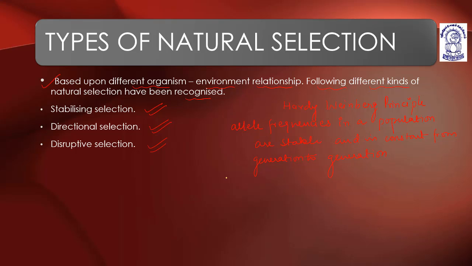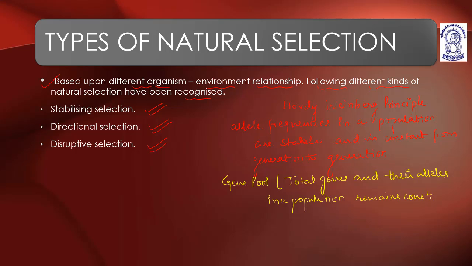The gene pool, which is the total genes and their alleles in a population, remains constant, which is known as genetic equilibrium.